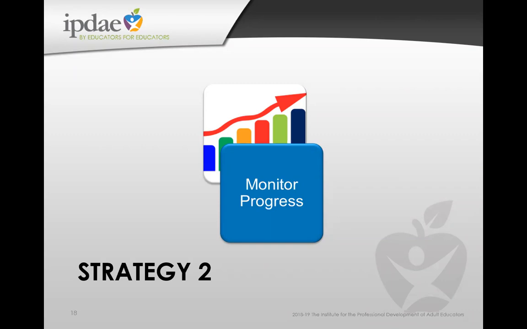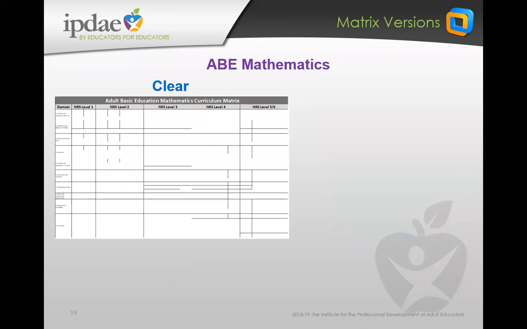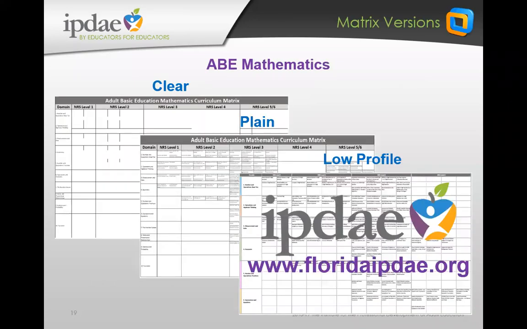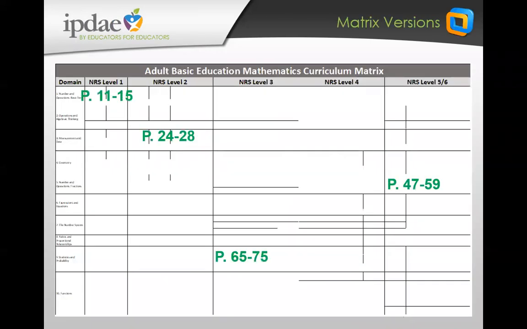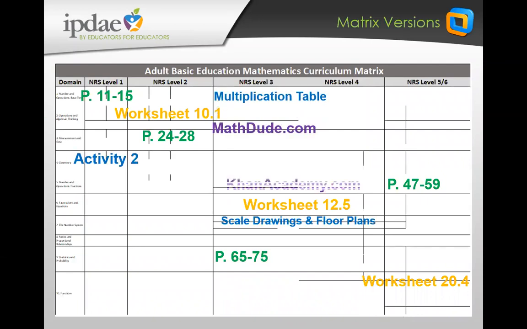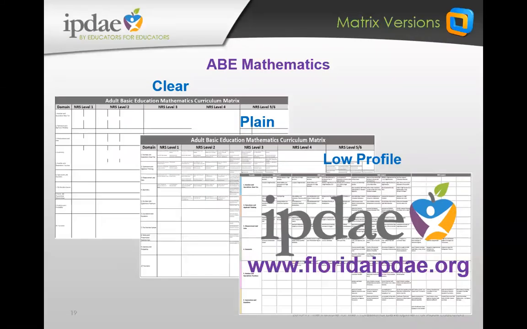So we've adopted and created our own paper version of the Blue Apple, and we call it the Individualized Student Plans. Let me go over those with you. Let me just backtrack a little bit. What I've shown you is just different versions of the matrix that is out there that you can also download or you may have received during one of the regional trainings from IPDAE.